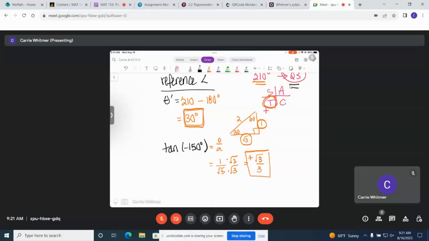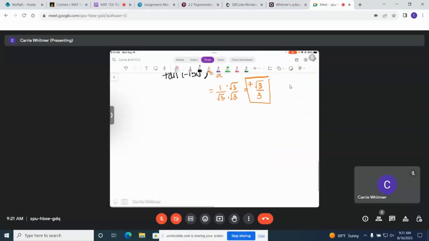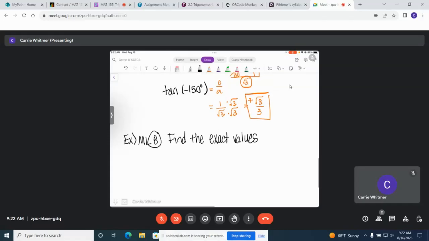Okay, our next example matches up with number 8. And it says to find the exact values. Okay, so both the last problem and this problem are saying exact values, so that's why I cannot just type tangent negative 150 into the calculator.